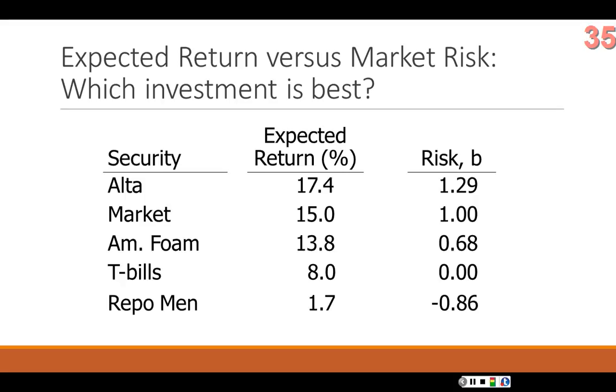So when we compare expected returns versus our market risk, which is beta, we can determine which stock is best. So Alta has the highest expected return, but it also has the highest level of risk, with a beta of 1.29. So which investment is best? It depends upon your risk preferences.